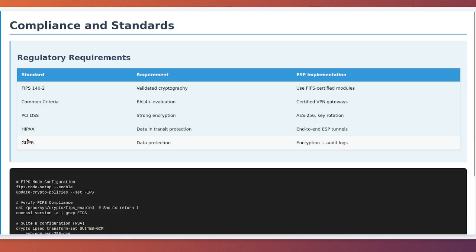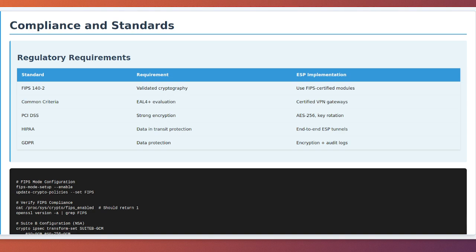Compliance and standards. Compliance with cryptographic standards and regulations is crucial when deploying ESP with AES-CTR, especially in regulated industries like finance, healthcare, and government. Understanding the relevant standards not only ensures legal compliance, but also provides assurance that your implementation follows security best practices. Let me guide you through the key standards and compliance requirements you need to consider.